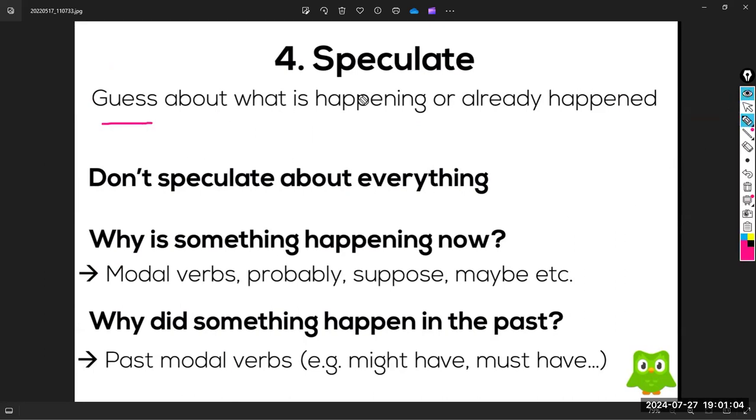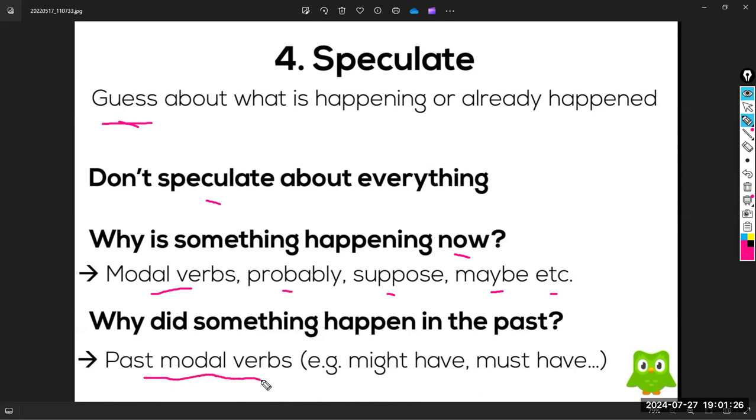Absolutely, guessing is not wrong. If you are not sure about something, you can guess. So don't speculate about everything. You can use your guess. Why is something happening now? I have to use modal verbs as much as I can. Probably, I suppose, maybe, etc. Why did something happen in the past?